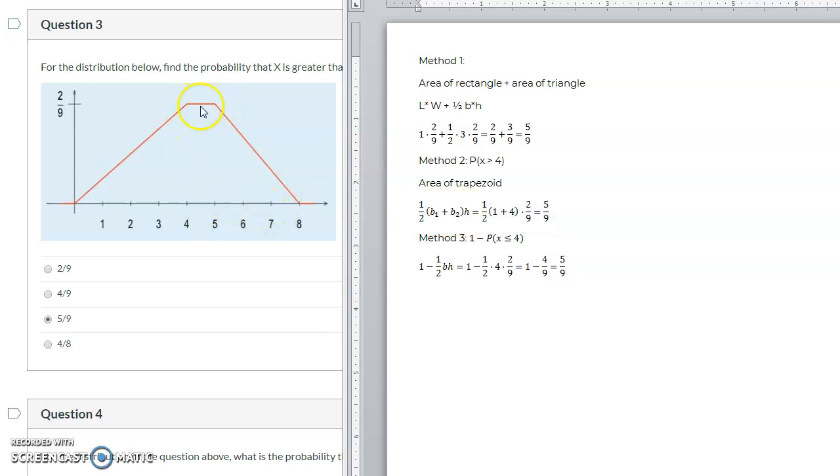So the first base is 1. Now I've switched it up and I'm calling the top one the first base. And the second base, we're going from 4 to 8, so that is 1, 2, 3, 4. So that's where the 1 and the 4 came from. And then our height is still just this 2/9. So 5/9 a different way.